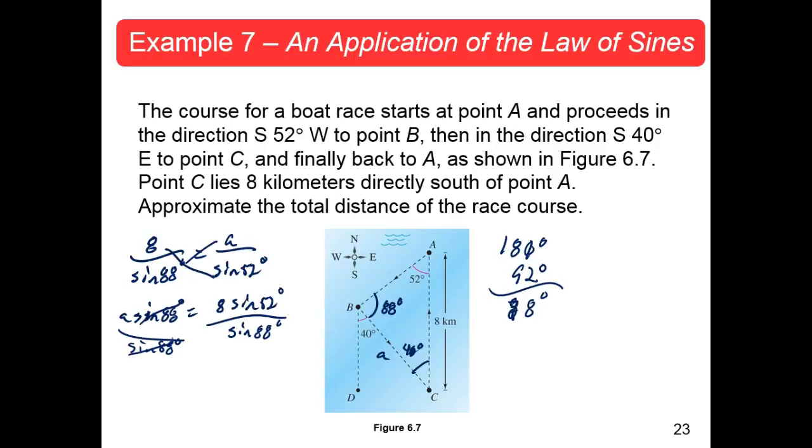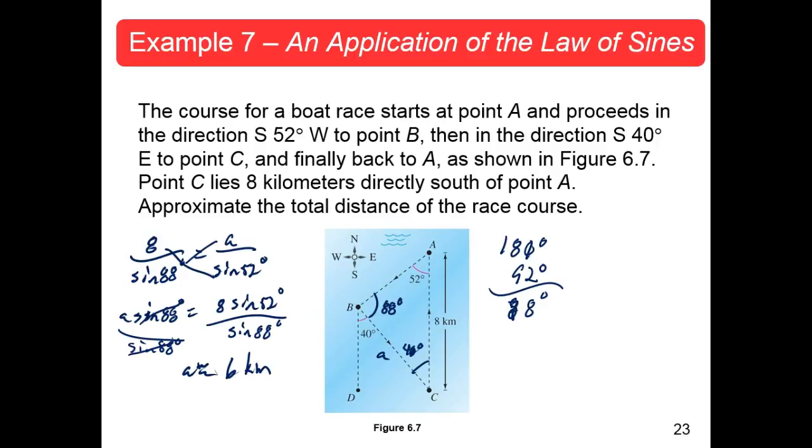And then all you do is do the calculation. 8 times the sine of 52 divided by the sine of 88. Be sure you're in degree mode. Okay? So A would then be approximately equal to 6. One more time. 6? Yeah, okay, I got it. 6 kilometers, okay. All right, 6 kilometers. Does that make sense?